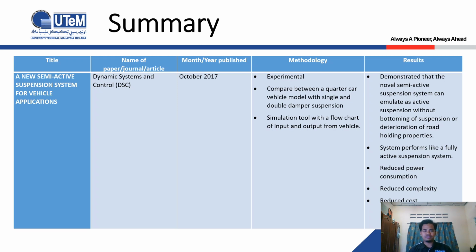For the summary of the literature review, the title is A New Semi-Active Suspension System for Vehicle Application. The name of the paper is Dynamic Systems and Control, or DSC. The year of publication is October 2017. The methodology is experimental, comparing a quarter car vehicle model with single and double damper suspension. A simulation tool is used in this experiment with a flowchart of input and output for the vehicle.